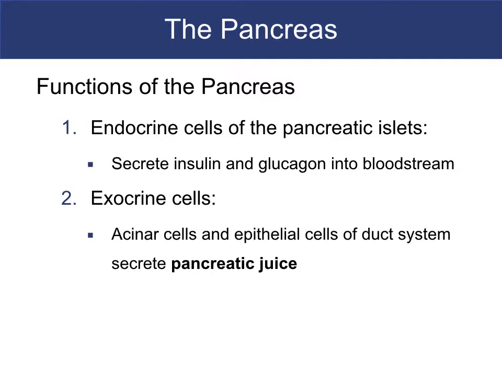What are the functions of the pancreas? Mainly it's these endocrine cells, which are in those little islets. They secrete insulin and they secrete glucagon. Now, they actually secrete a couple other little things, but that's the only two I want you to know. I want you to know that they secrete insulin.